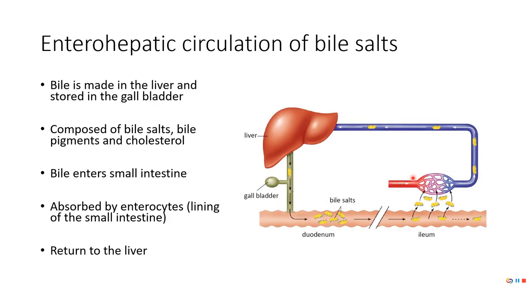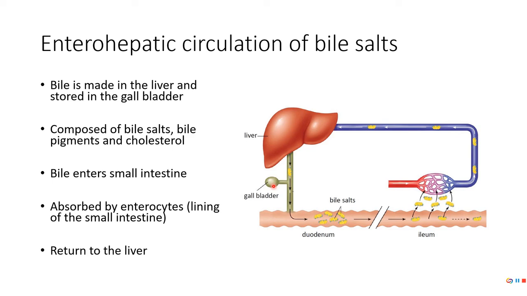So bile, which we've talked about, breaks down fats, right? Bile is made in the liver here, but it's stored in the gallbladder. Okay, bile itself is made up of salts, pigments, and cholesterol. So cholesterol is good. Just to remind you, there are some cholesterols that are good. You need a certain amount, otherwise bad things happen.